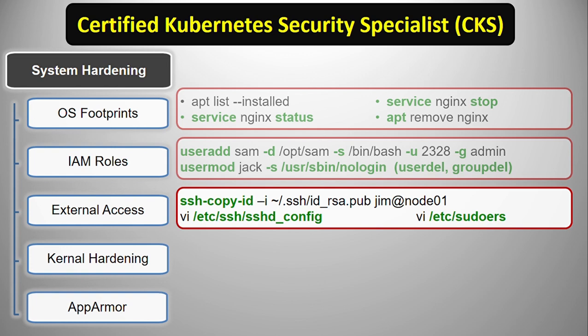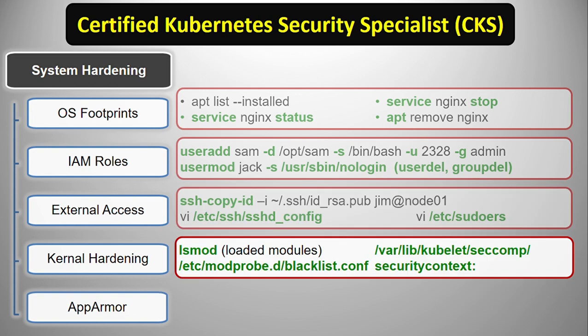lsmod can be used to list the loaded modules in the kernel. modprobe is used to blacklist a particular module through the path shown on the screen. Seccomp can be used to sandbox the privileges of a process, restricting the calls it is able to make from user space into the kernel. The path of the profile is shown on the screen, and it can be enabled through security contexts.